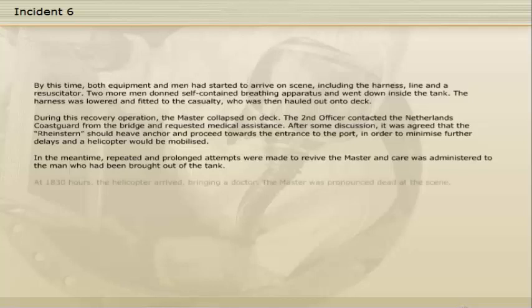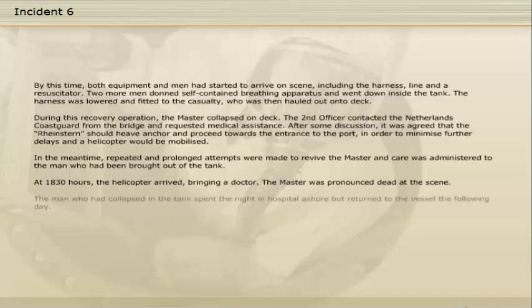At 18:30 hours, the helicopter arrived bringing a doctor. The master was pronounced dead at the scene. The man who had collapsed in the tank spent the night in hospital ashore, but returned to the vessel the following day.